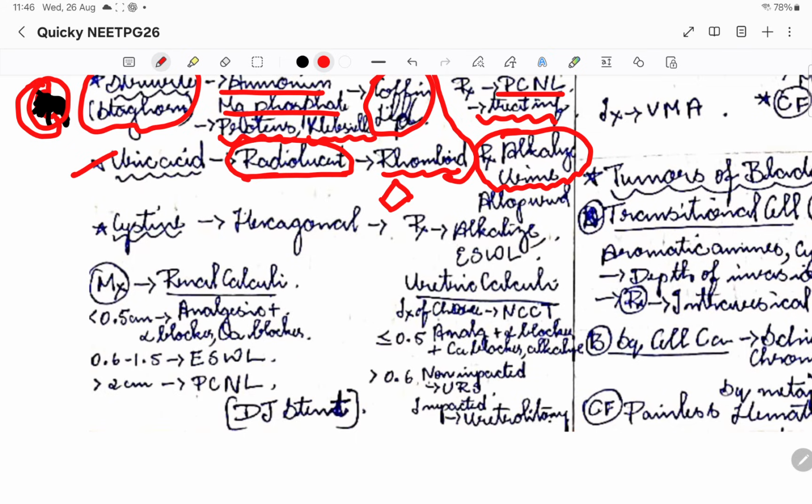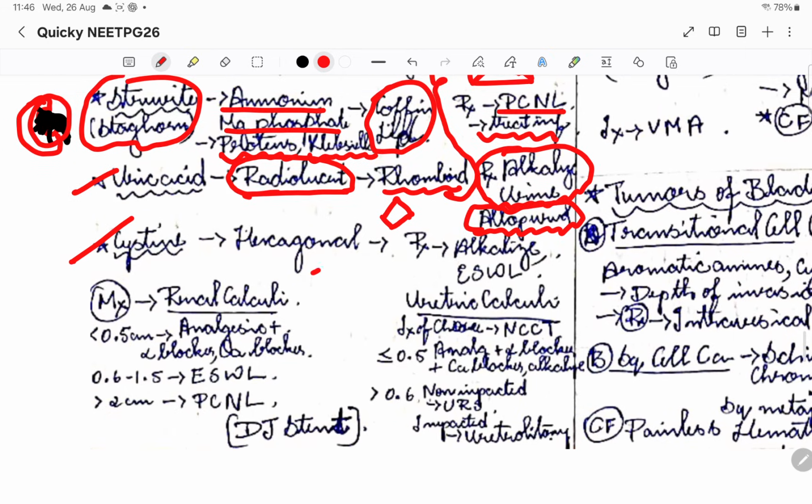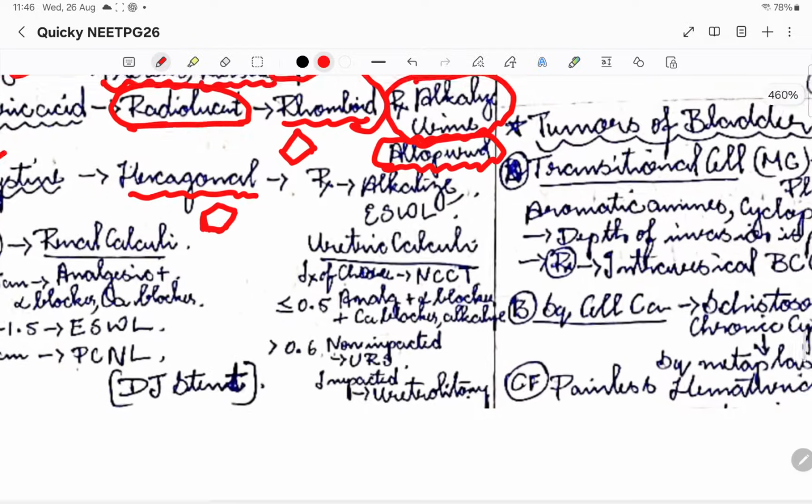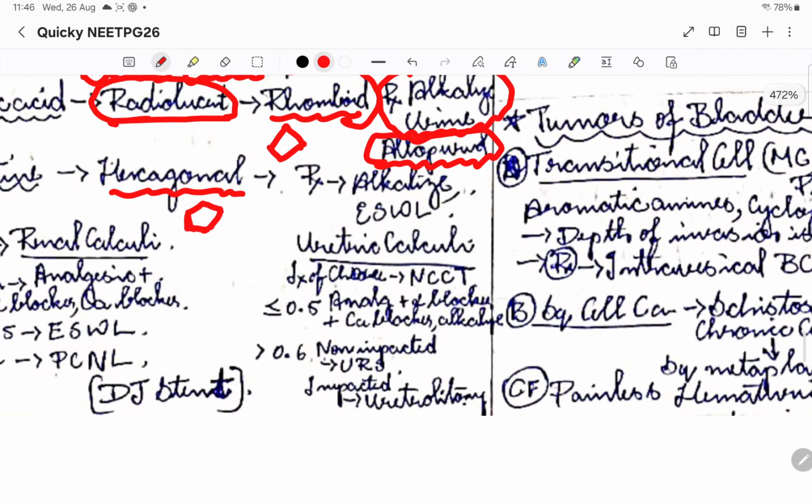Then you know that, right? Allopurinol basically reduces the uric acid level, so that is why we'll also add allopurinol as an adjunct along with the treatment. Then coming to cystine stone, it is going to be hexagonal in shape. This is a very painful stone. So hexagonal in shape. Then the management will be, again just like that one, we alkalize the urine, and also if not possible, then we'll go for ESWL.